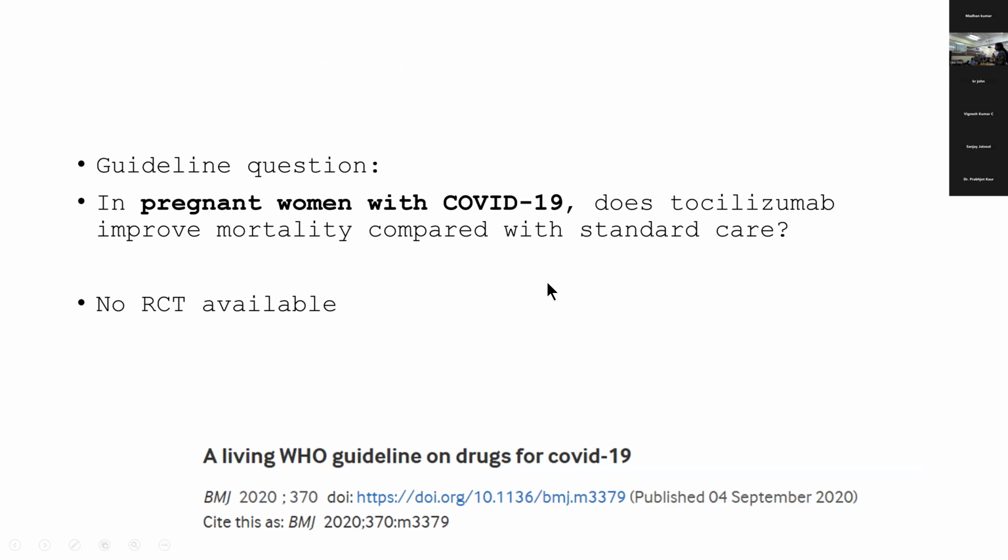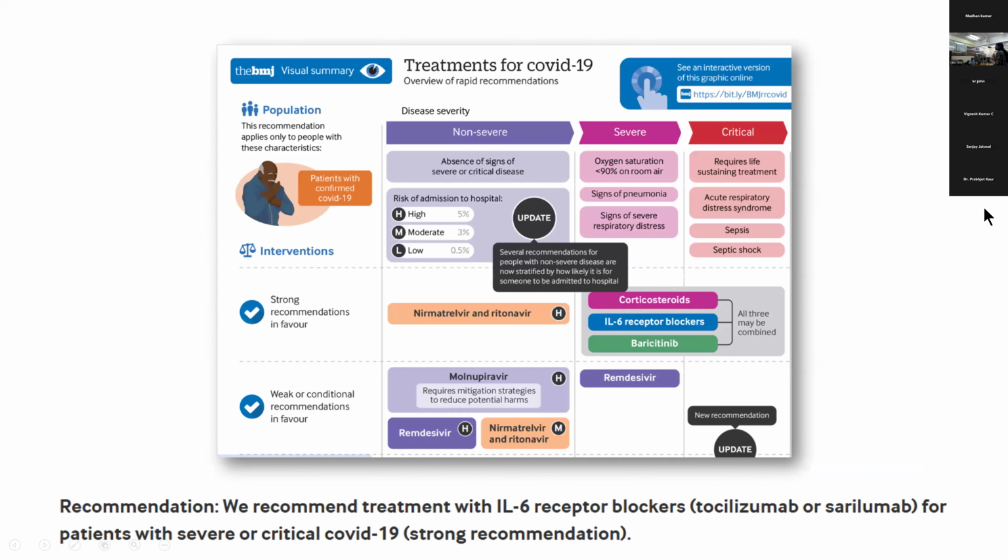In pregnant women with COVID-19, does tocilizumab improve mortality compared with standard care? So there are no actual available RCTs for this. So let's look at what the WHO guidelines have done. Overall, in their infographics, they have classified COVID as non-severe, severe, and critical. And the interventions, what they're strongly recommending for.